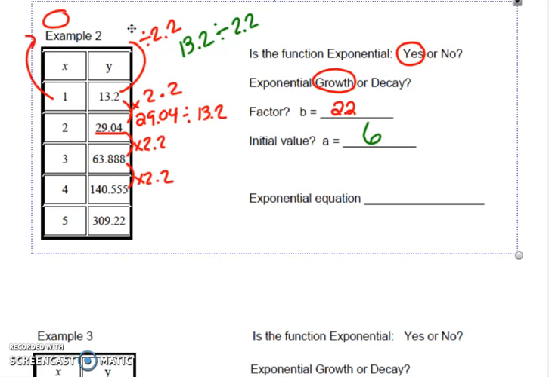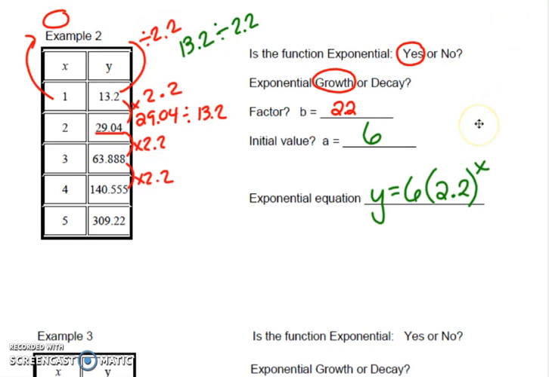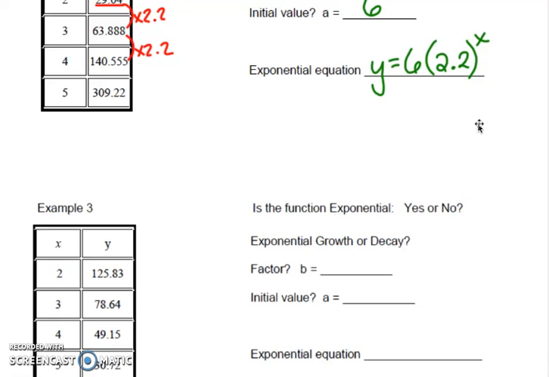I can write my equation. So I start out with y equals your initial value, which is 6, parentheses, your growth factor, and then x. Okay? So just a lot of work dividing. Let's look at another example.